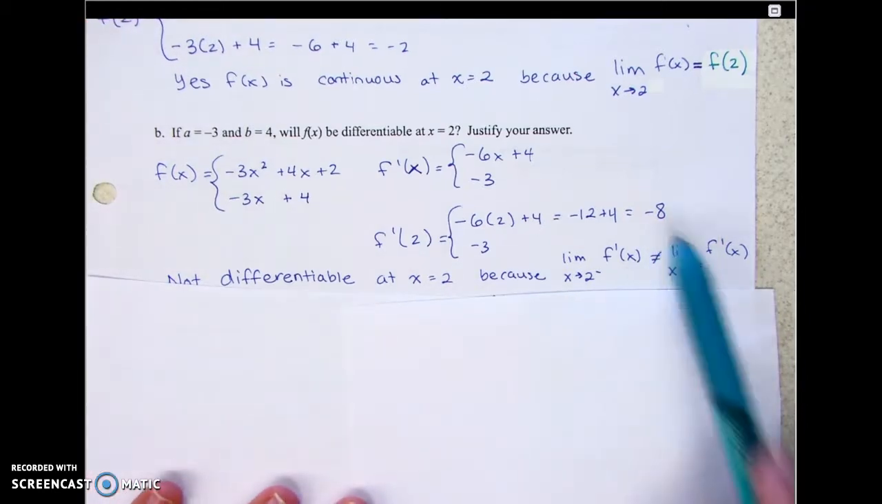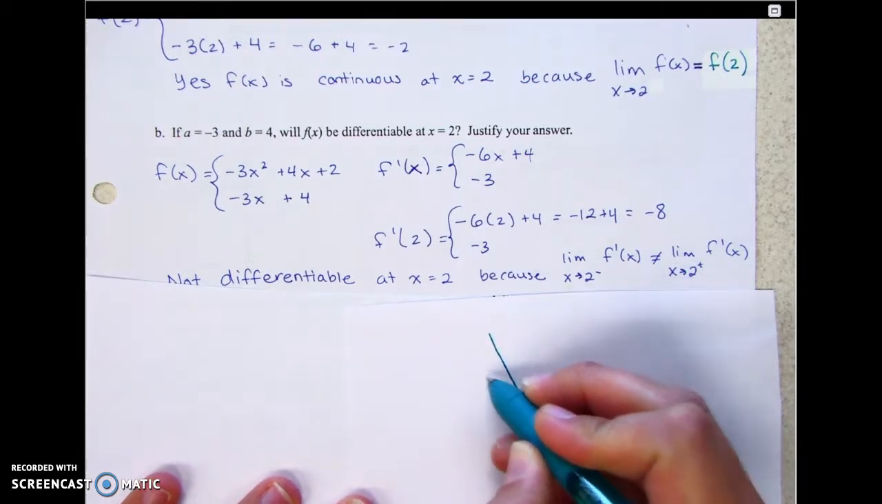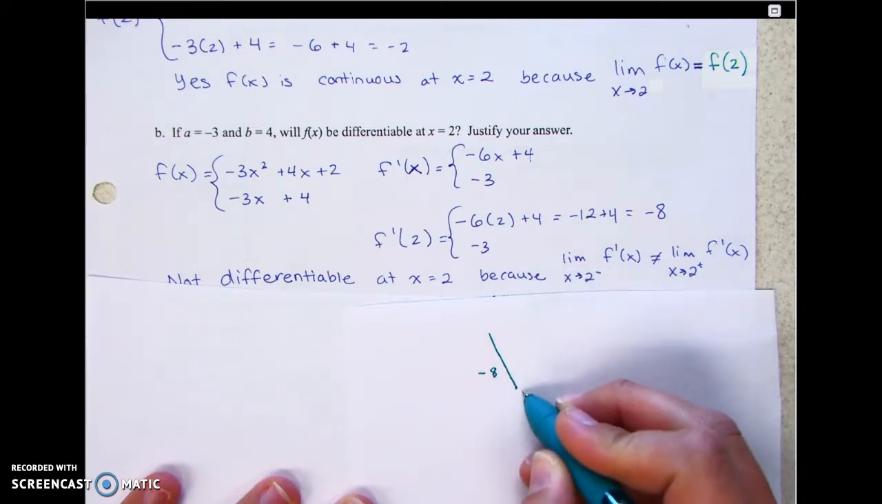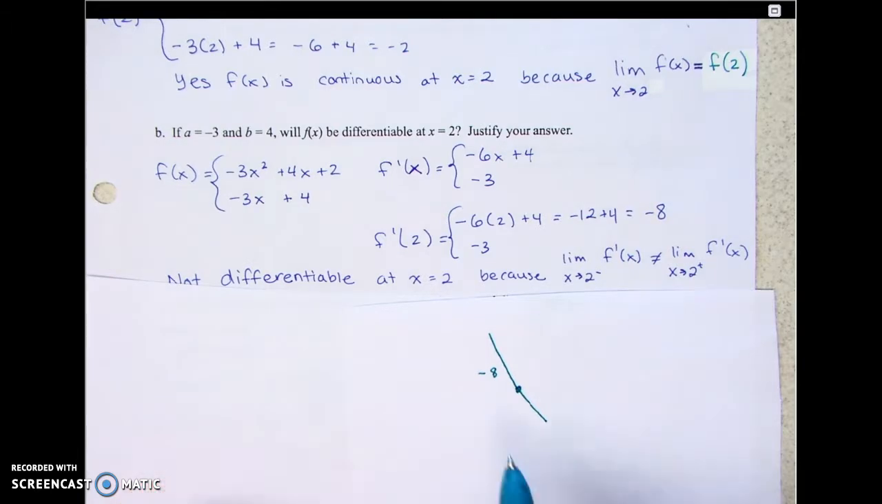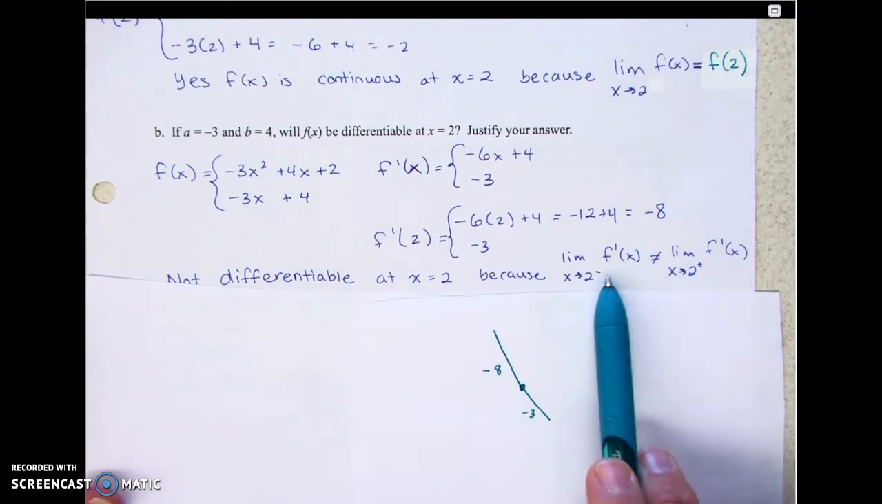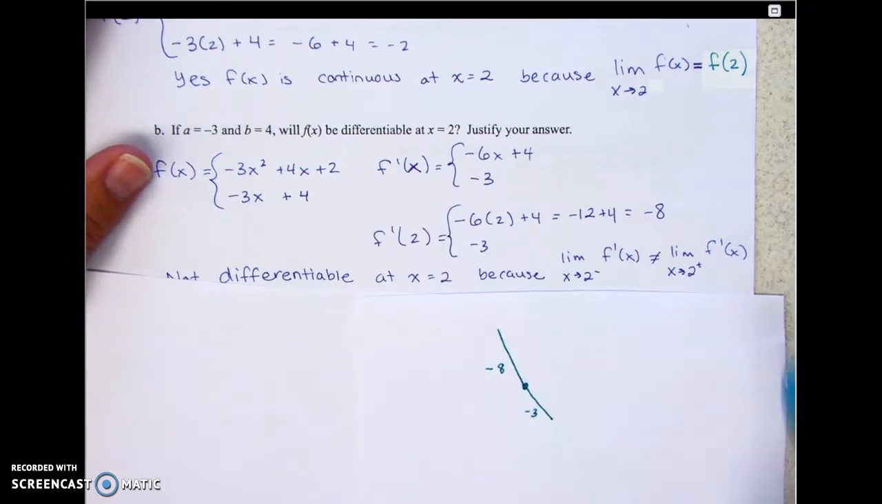And what is this saying? This is saying that the piece on the left has a slope of -8, really steep, but the piece on the right has a slope of -3, so less steep, so it's a corner. So the derivatives are not equal. And you have to write it this way: the limit as x approaches 2 from the left of the derivative does not equal the limit as x approaches 2 from the right of the derivative.